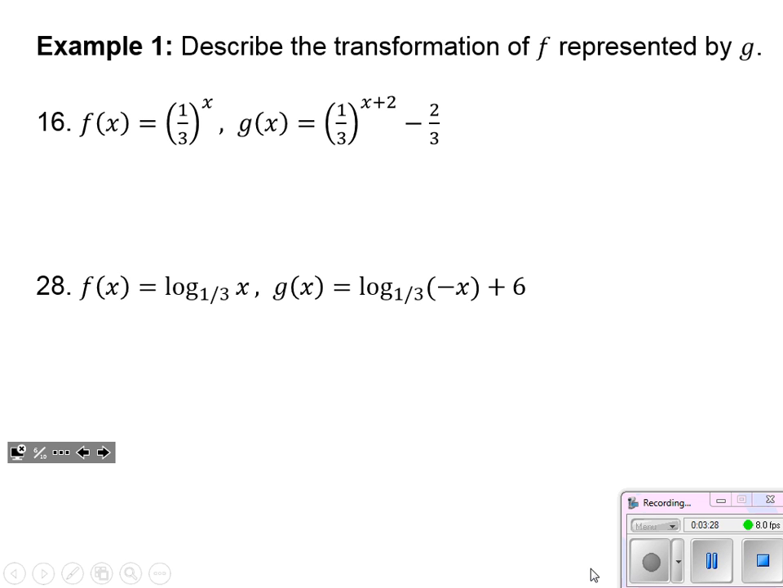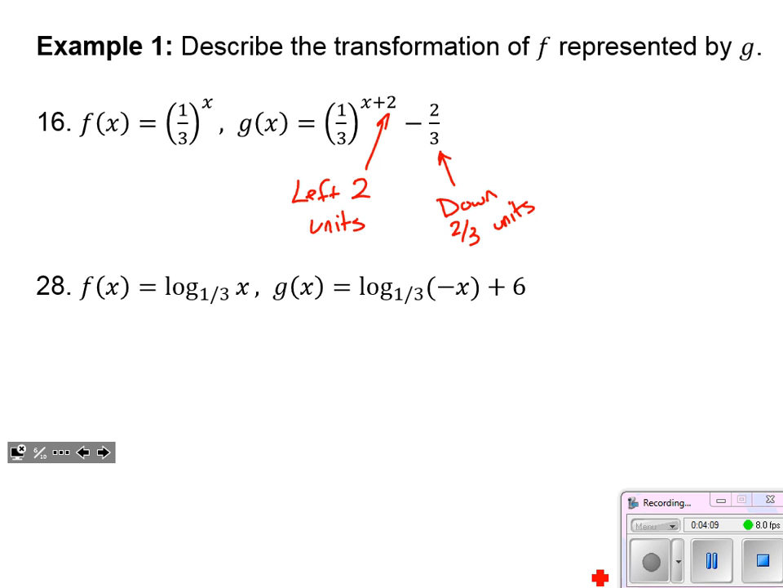All right, so how have we seen these transformations in the past? Well, the first thing is to look at the function and describe the transformation that is happening. So for number 16, we start off with a function that is 1/3 to the x. That's an exponential decay function. And they say g of x is 1/3 to the x plus 2 power, and then minus 2/3. So what's happening? I notice that in the input area, they're adding 2 to x. That is shifting the graph left 2 units. And then that minus 2/3 outside, well, that's shifting the graph down 2/3 units.